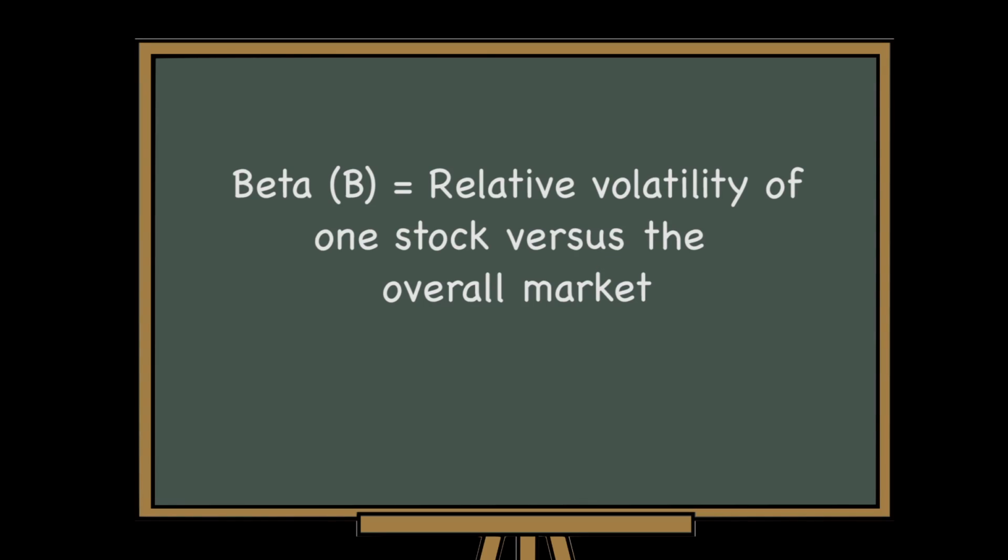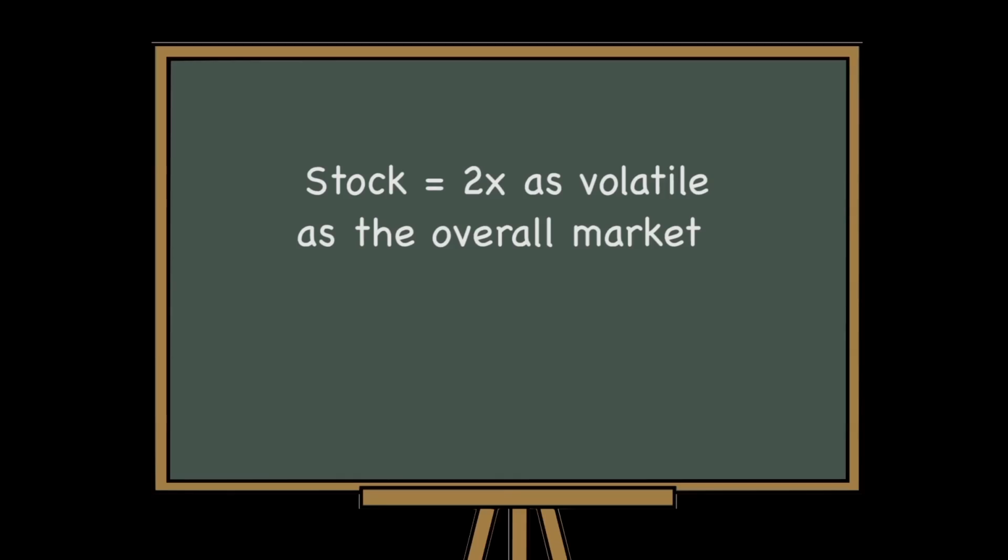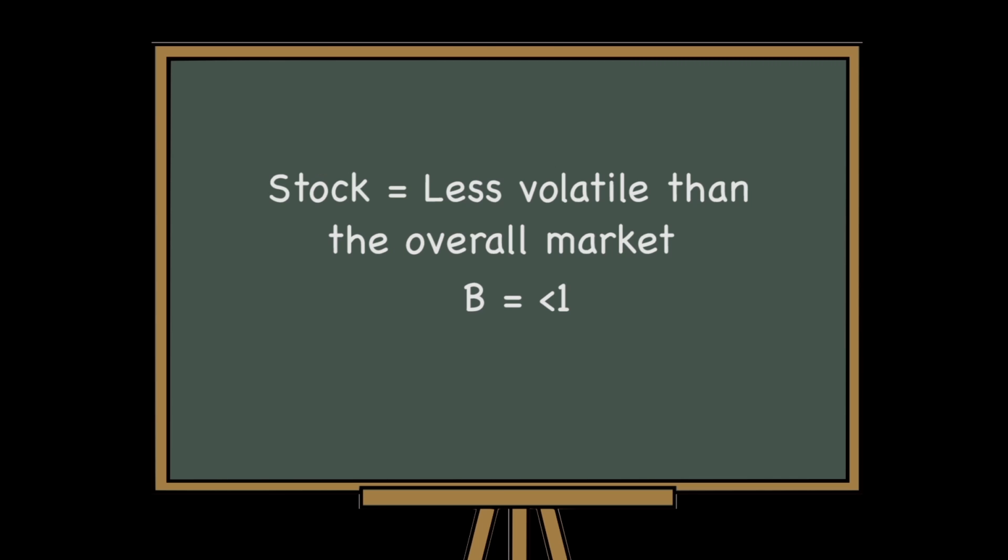Our final two terms come from the Greek language via the field of mathematics. Beta is the relative volatility of one stock versus the overall market. Volatility is measured by standard deviation over a specified period of time. If a stock is twice as volatile as the overall market, its beta will be 2. A stock less volatile than the overall market will have a beta of less than 1.